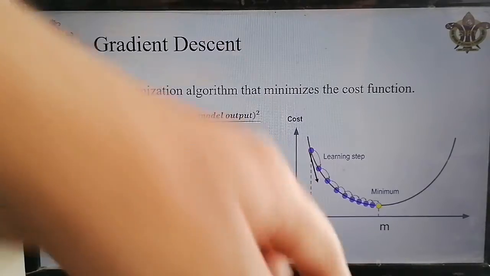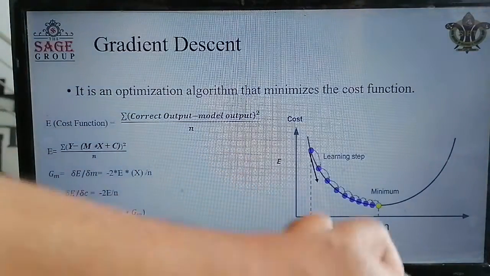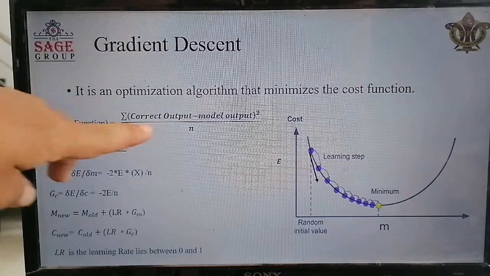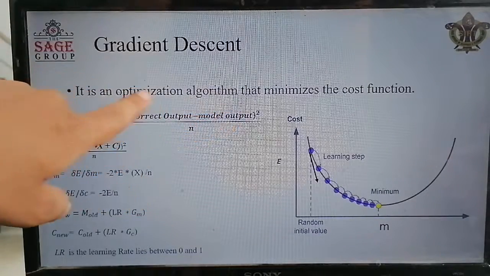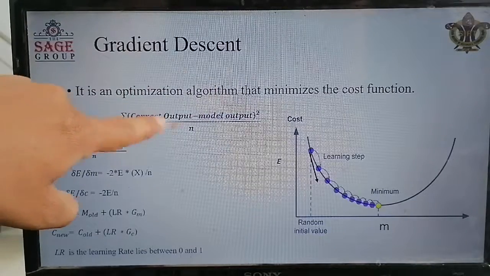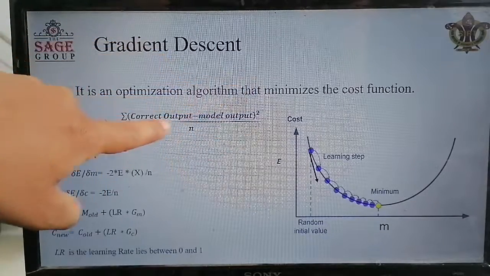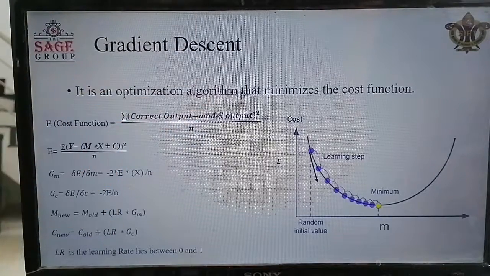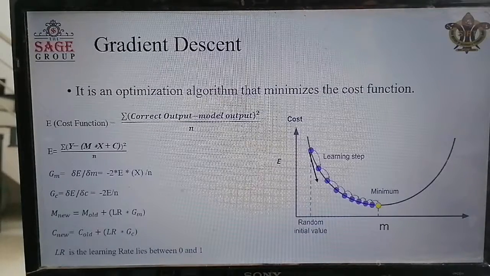We have already seen the cost function, or we can say the error function, which is the mean square error. It is the correct output minus the model output, squared. We calculate this for each and every sample, take the sum of all errors, and then divide by n. This is our cost function. So the task is to minimize the cost function.